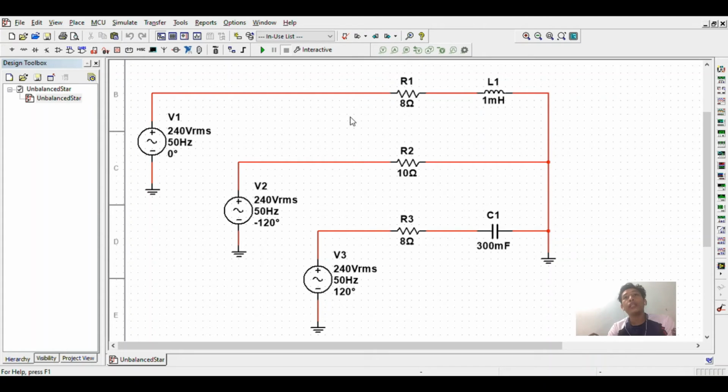For the R line, it will consist of R1, which is 8 ohm, and also inductor L1 of 1 millihenry. For line Y, it consists of R2, which is 10 ohm, and line B consists of R3, 8 ohm, and also one capacitor C1, which has a value of 300 millifarad. And then the circuit will be in unbalanced star connection, as you can see here. Okay, that is all from me. Thank you.